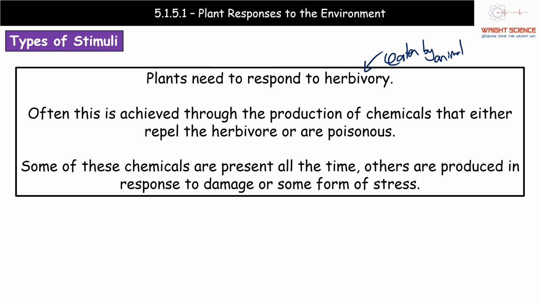Now, in terms of when these chemicals are present, some are present all the time, and others will only be produced in response to some form of stress. So basically what we're looking at there is maybe an animal started nibbling on the plant, and as a response, the plant is then going to produce this chemical to deter that creature.